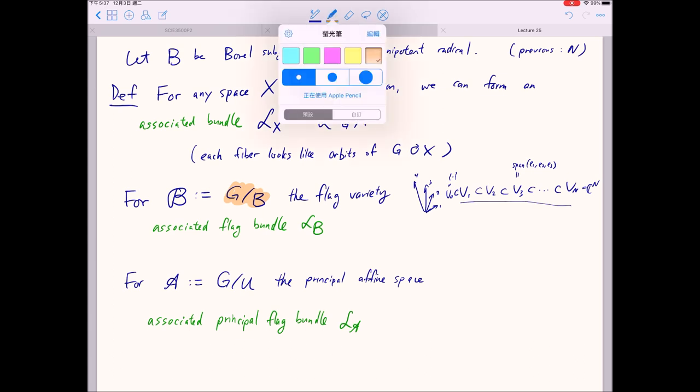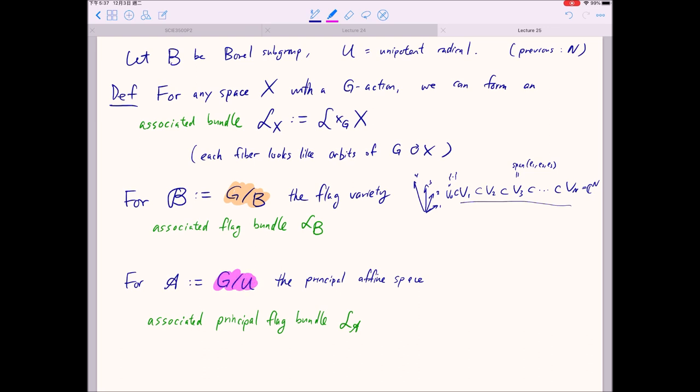Similarly for G mod U, when you mod out U, you don't mod out the size of the vectors. So we still have a similar picture, but instead you also care about the length of your basis. So in the setting of the principal affine space, what we really care about is the wedge product of the basis. For the flag variety, we just care about the basis itself without the size. So this will generate V_k, and here we'll also span V_k, but we also record the size of each basis, because we don't mod out the size in U.